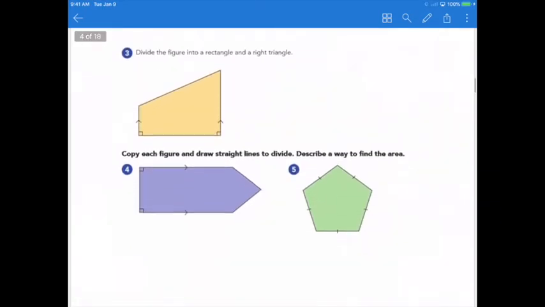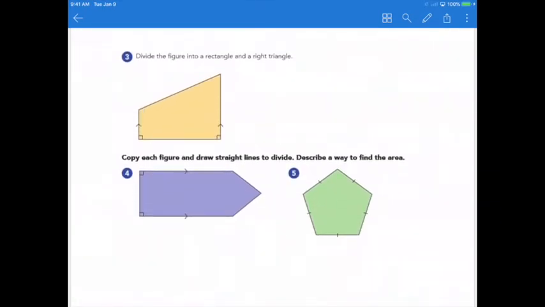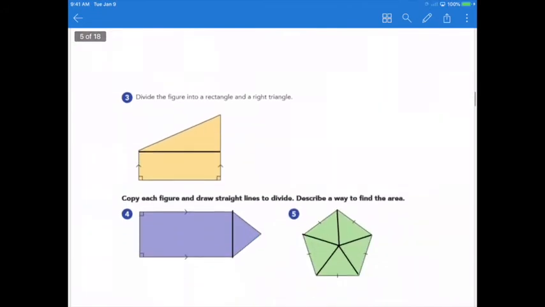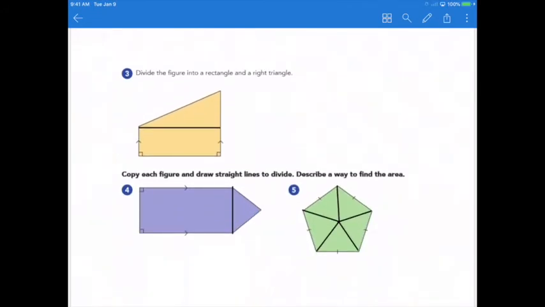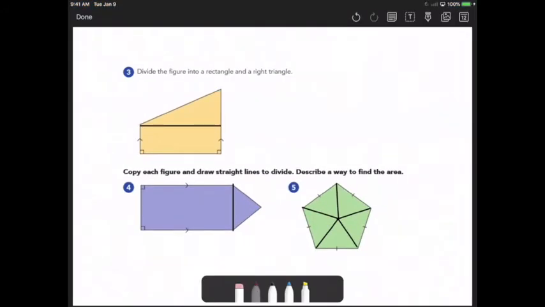All right, so number three, number four, and number five. Try to do those, read each one, and then I'll show you how to do them. So pause it, and then hit play. Okay, so for number three, it says divide the figure into a rectangle and a right triangle. What I did was I drew a line going this way right across here. And now we have a right triangle, and over here, where the X is, is your rectangle.